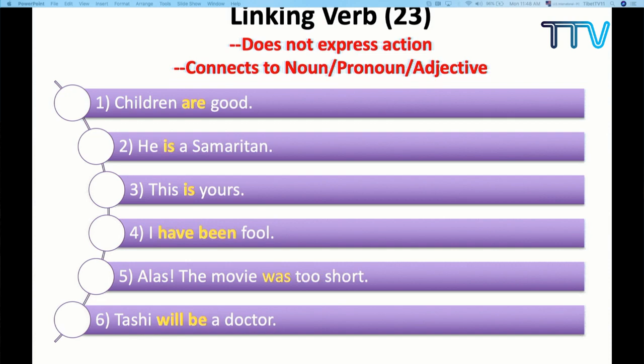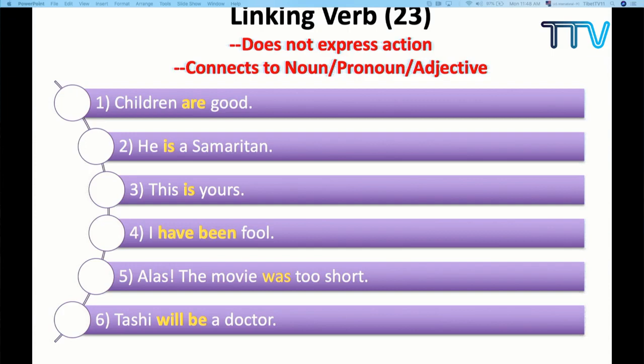So here are the linking verbs. Children are good. Are is a linking verb. He is a Samaritan. Is is a linking verb. A Samaritan is a person who does good things for people. This is yours. Is is a linking verb. I have been fooled. Have been is also a linking verb. Alas, the movie was too short. Was is a linking verb. Tashi will be a doctor. Will be is a linking verb. Now these are the linking verbs.